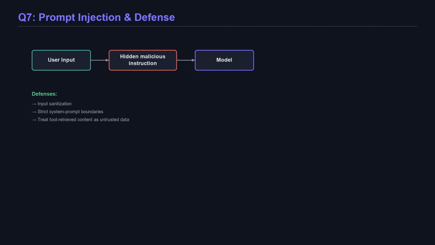Question 7. What's prompt injection, and how do you defend against it? It's when malicious input tricks a model into ignoring its original instructions. Defenses include input sanitization, strict system prompt boundaries, and treating any tool retrieved content as untrusted data rather than instructions.